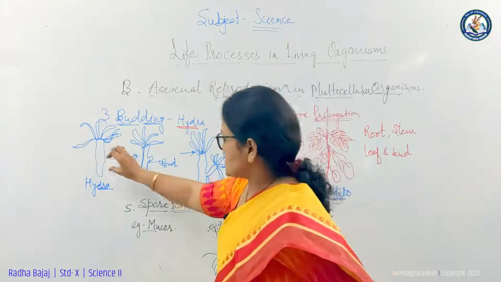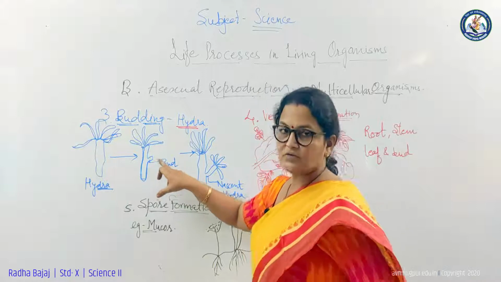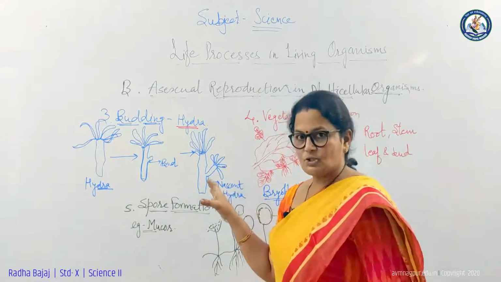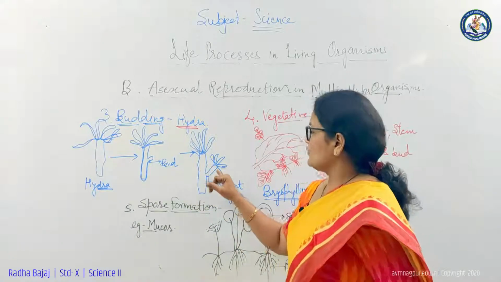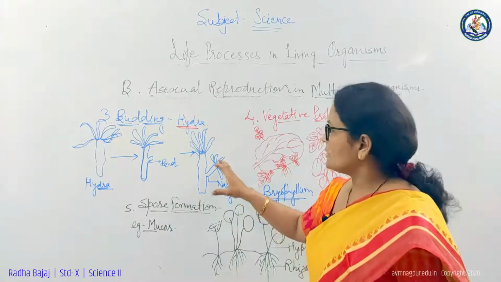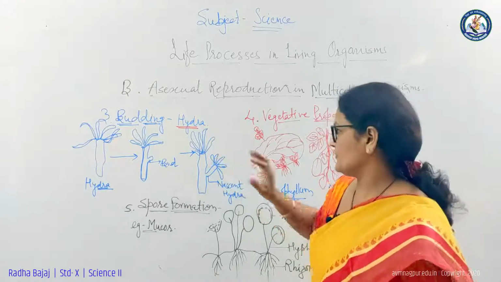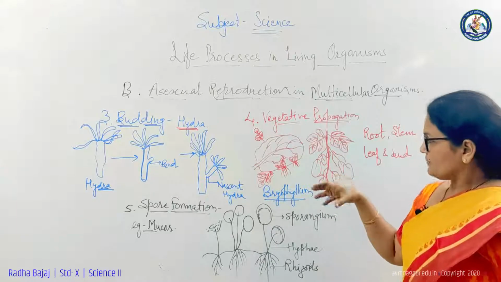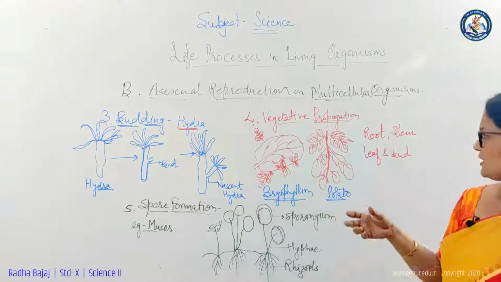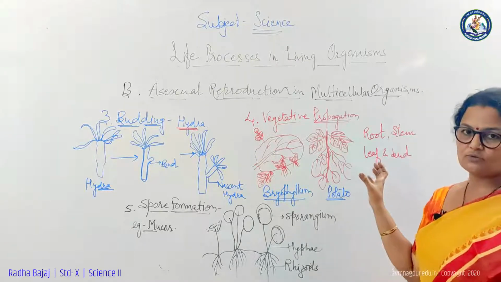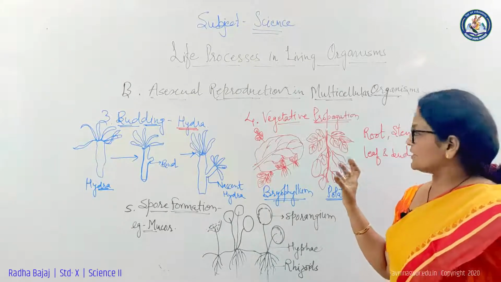That means some special cells develop an outgrowth which we call a bud, and up to its development the bud remains attached to the parent, and after full development the bud detaches from the parent and lives as an independent life. Fourth type, that is vegetative propagation. That means reproduction from vegetative parts, for example root, stem, leaf, bud. These parts help in reproduction.